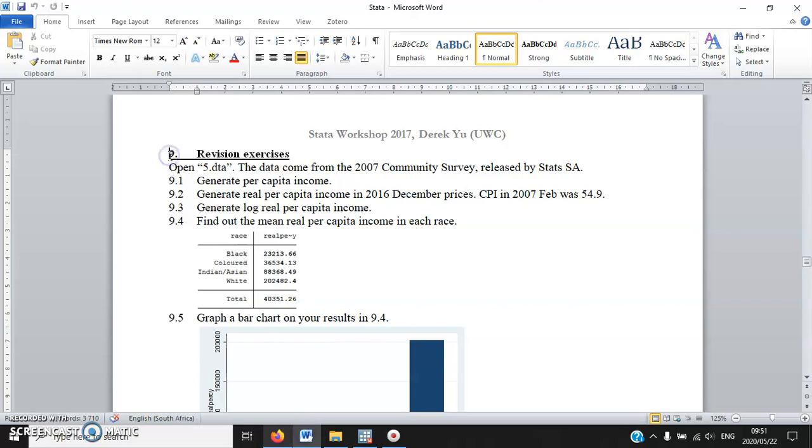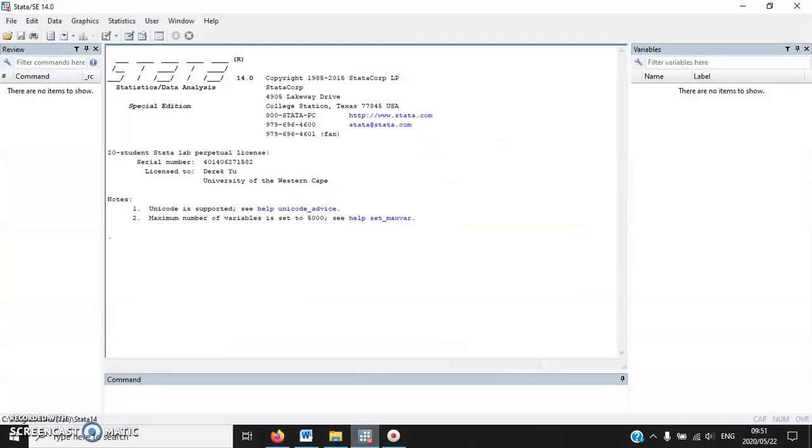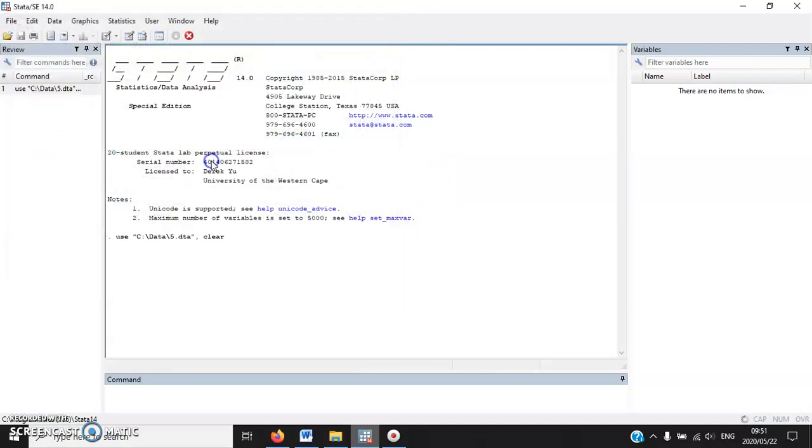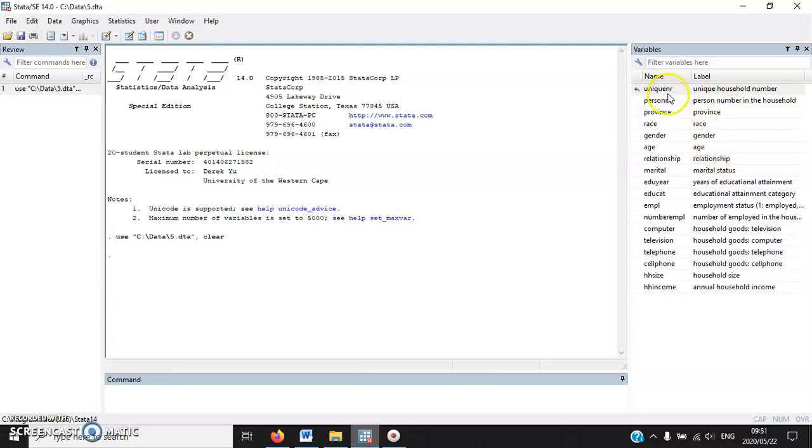Okay, then we move on to do the revision exercise. We have to open file number 5, again using the 2017 community survey. So let's open file number 5. Okay, we can go through the variables. Unique household number, person number.